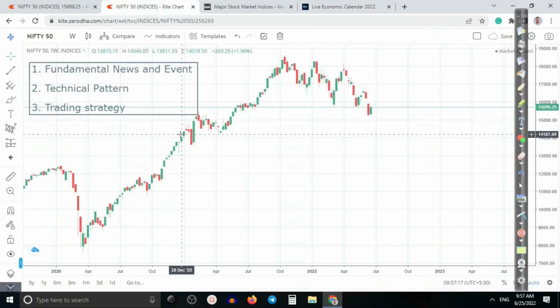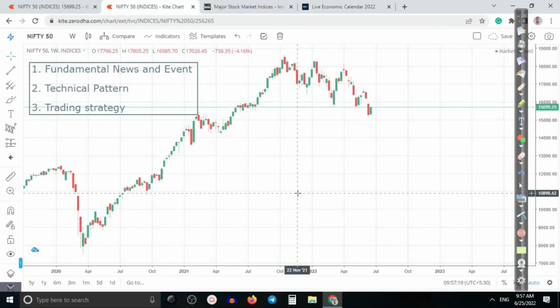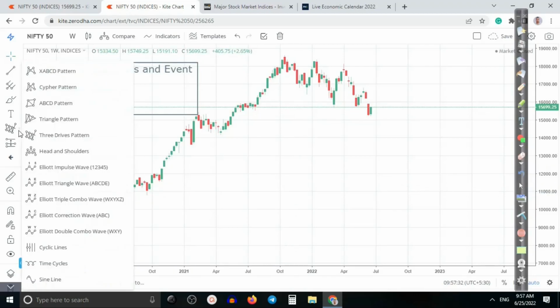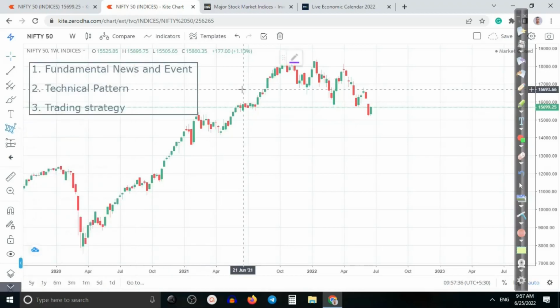And today here I can see this is the weekly time frame. Right now Nifty in the weekly time frame is forming a very interesting technical pattern. This is called the three drives pattern. So let me show you exactly what that is.